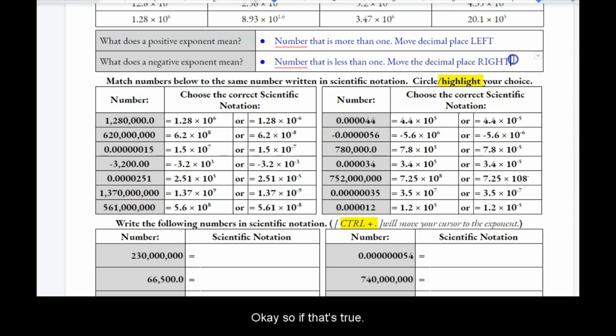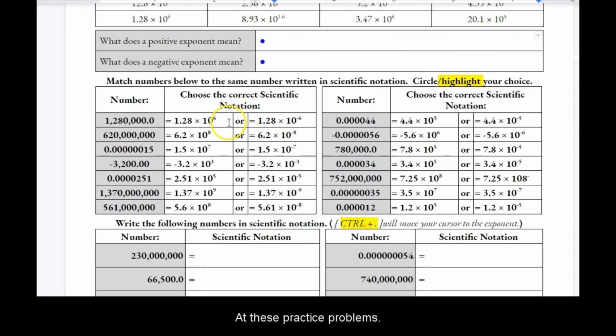Okay, so if that's true, then let's go ahead and take a look at these practice problems. Now these numbers here are identical except the exponent is either positive or negative. So you see all of these are positive, and all of these are negative. And same over here. All of these are positive, all of these are negative. If you go through, I will fix that one for you guys.